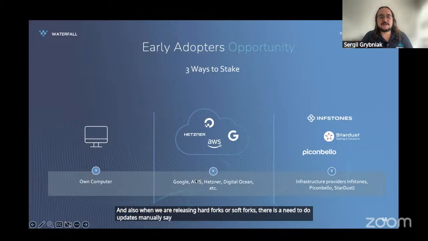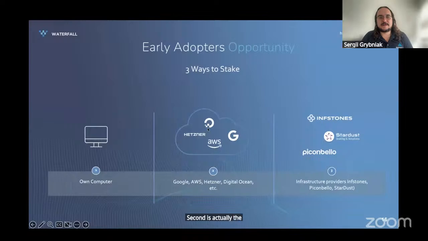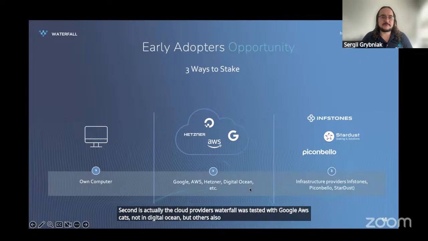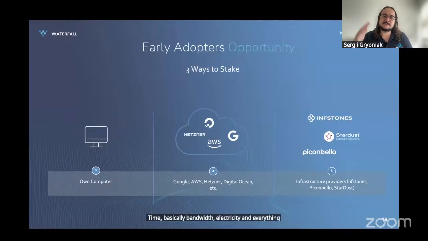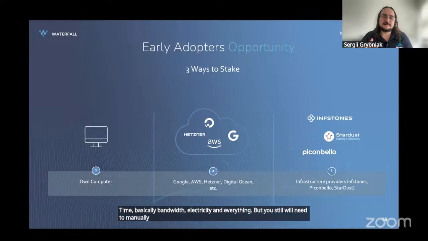Second is the cloud providers. Waterfall was tested with Google, AWS, Hetzner, and DigitalOcean, but others also may work. They provide you bandwidth, electricity, and uptime, and everything, but you still will need to manually update your software.